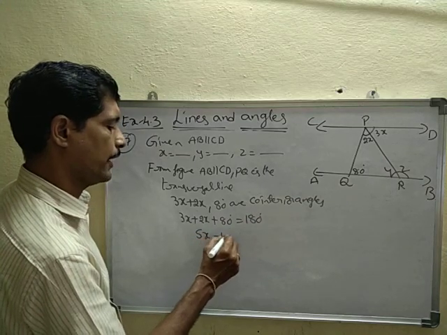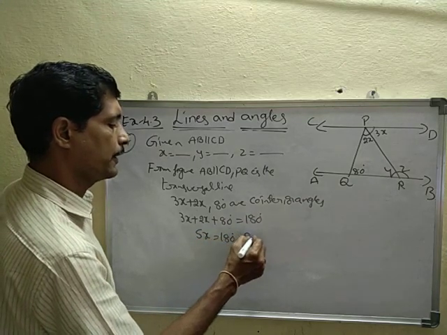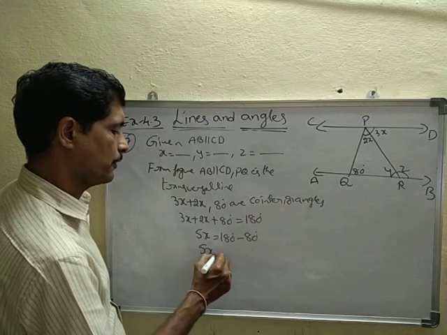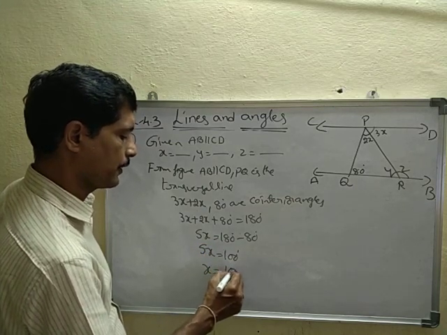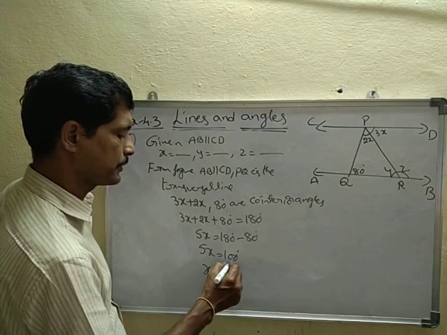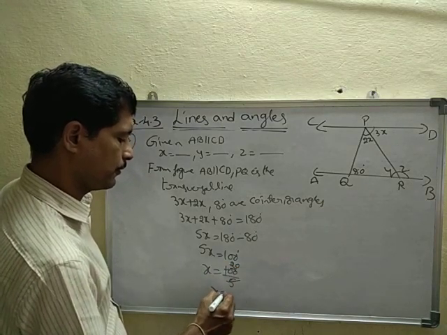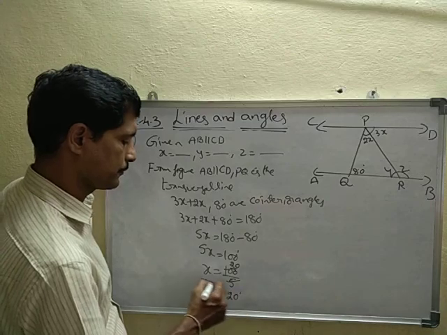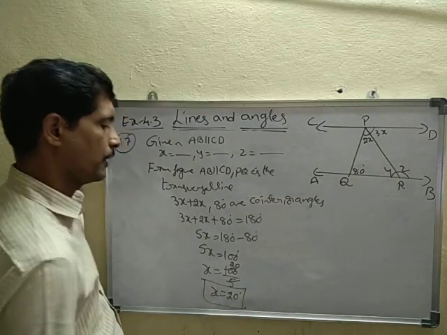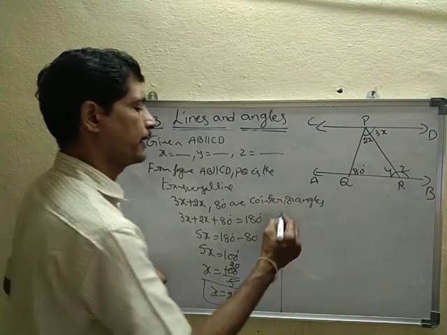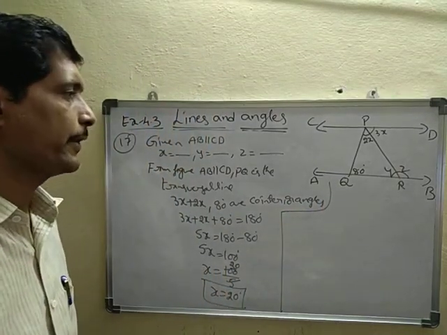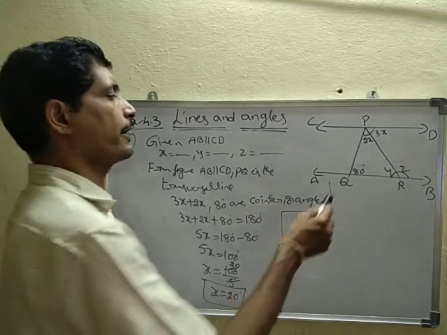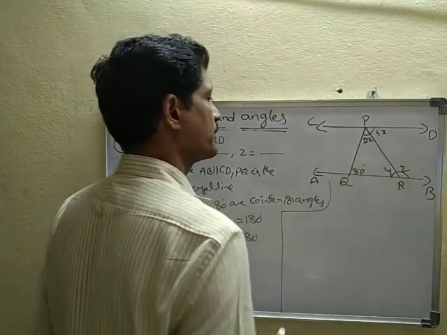5x equals 180 minus 80. Therefore 5x equals 100. Therefore x equals 100 by 5, that is 20. X equals 20 degrees. X equals 20 means here 2 into 20 is 40, 3 into 20 is 60.